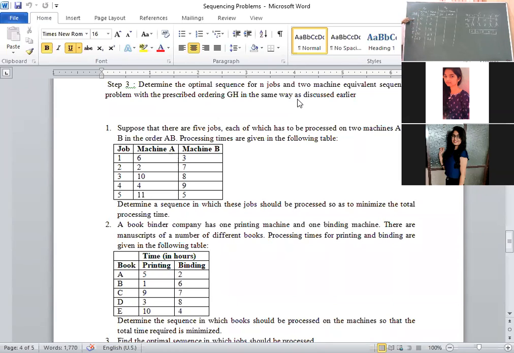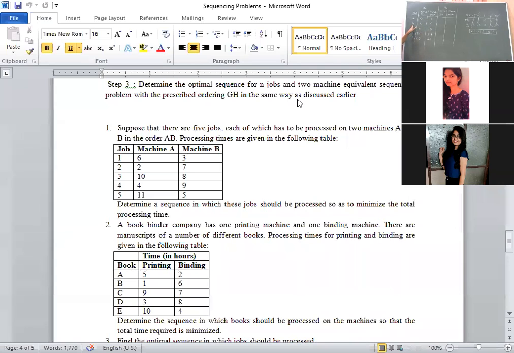Then for the second job, in the given problem, how many hours will it take to perform the second job? It requires 2 hours. That's why 0 plus 2, 2. Immediately, job 2 is completed at the second hour. Immediately, machine A will take the fourth job. That's why these 2 hours will come here.